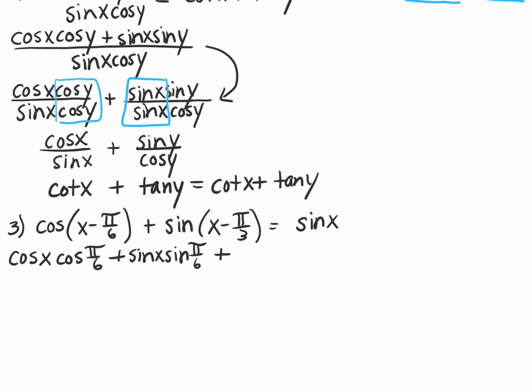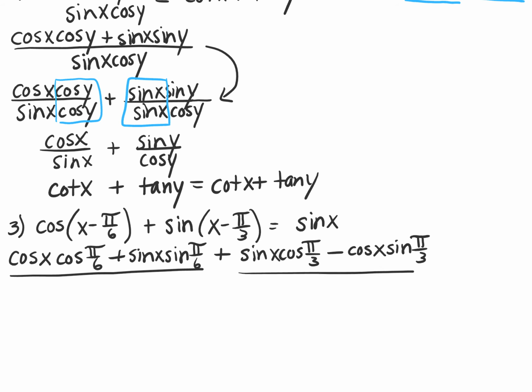And then we'll expand. That's just the first one, all of this right here. And then the second one will be expanded into sine x, cosine pi over 3, minus cosine x, sine pi over 3. And that entire thing is expanding out the second part. Now we can evaluate each of the parts. Cosine pi over 6 is root 3 over 2. Sine pi over 6 is 1/2. Cosine pi over 3 is 1/2. And sine of pi over 3 is root 3 over 2.